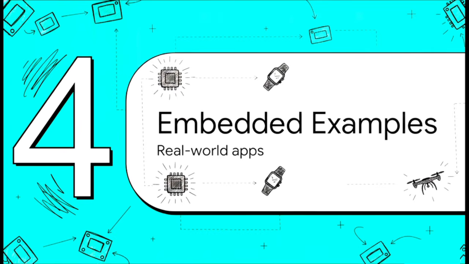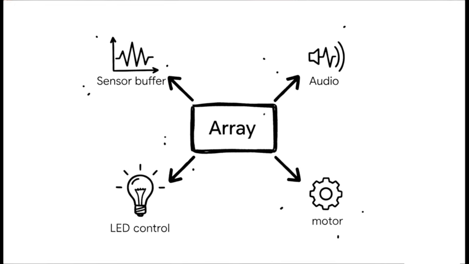And this brilliantly illustrates our next point in Section 4, embedded examples and real-world apps. Okay. We've covered the core theory and hardware indexing. Now let's see how embedded C relies on this every single millisecond. Let's fire these off because this is exactly why everything we just learned matters so much.